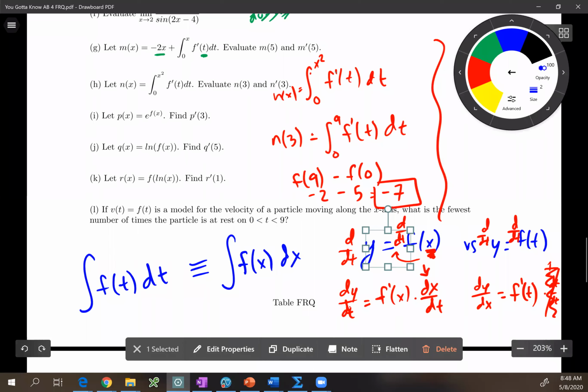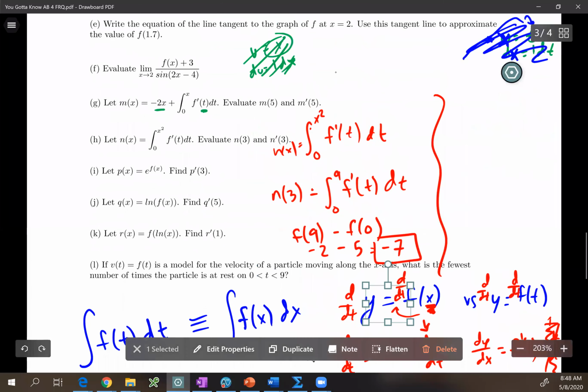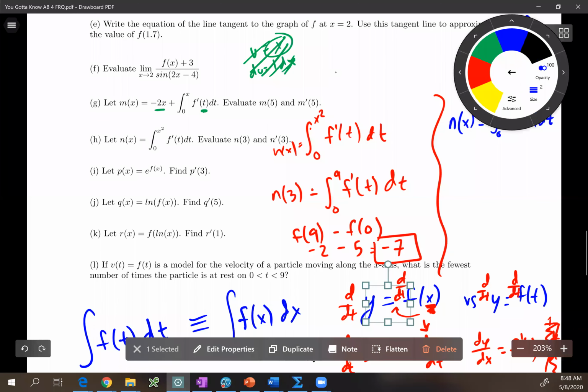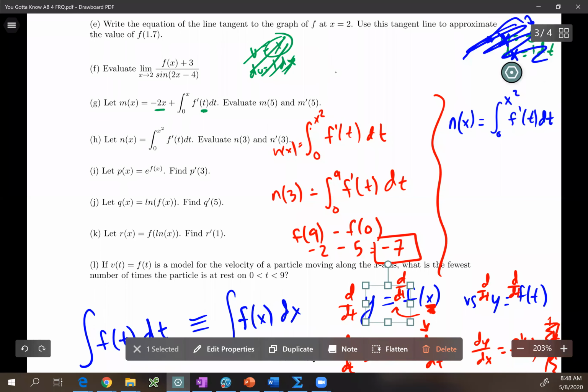Now, on the flip side, when we're evaluating n prime, which is what the second part asks us to do, before we can do n prime of 3, you always need to do n prime of x. This is something you guys need to work on. That's always the first thing you want to do. And this is where you have to do the chain rule.